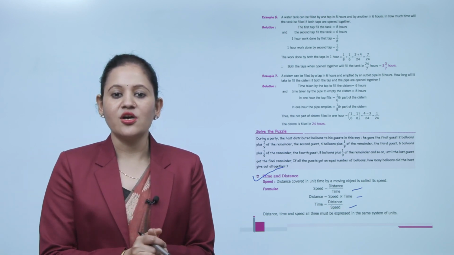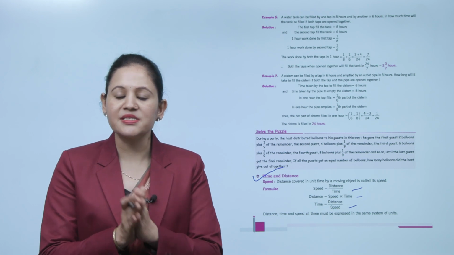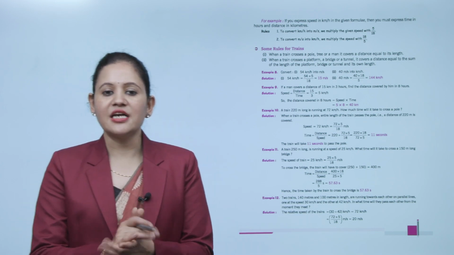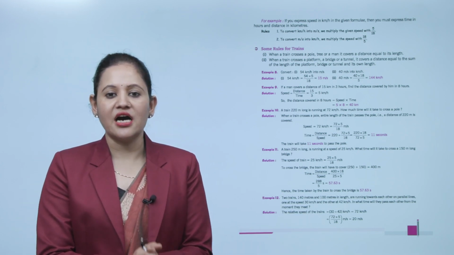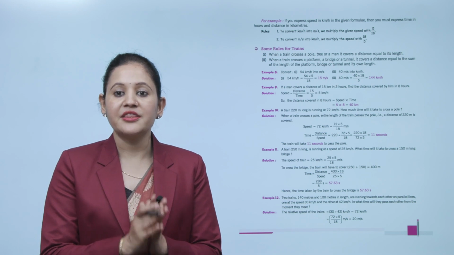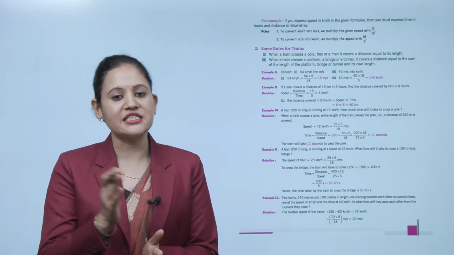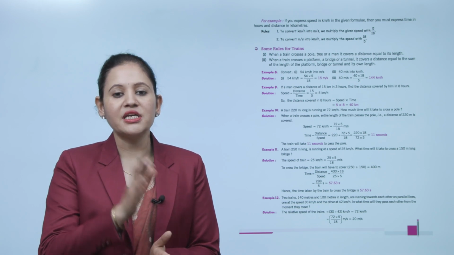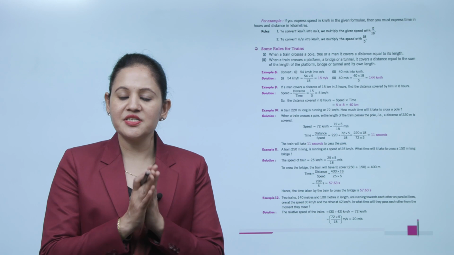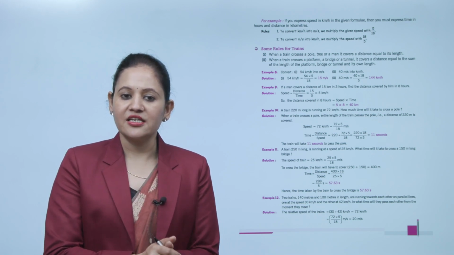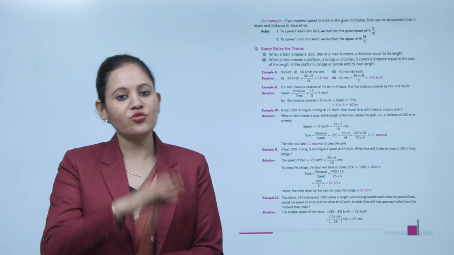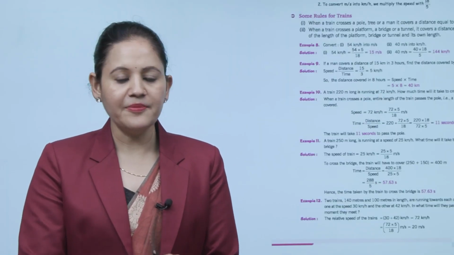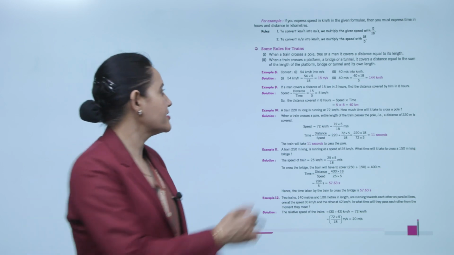So, these are some formulas to find the speed, distance and time. Distance, time and speed, all three must be expressed in the same system of units. For example, if you express speed in km/h in the given formula, then you must express the time in hours and distance in kilometers. Rules: to convert km/h to meter per second, we multiply the given speed by 5 by 18, and to convert meter per second into km/h, we multiply by 18 upon 5. Clear? Next is some rules for trains.